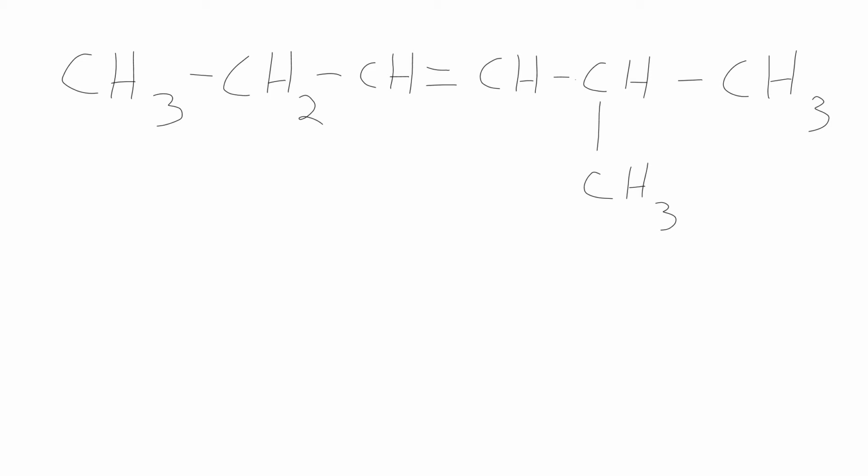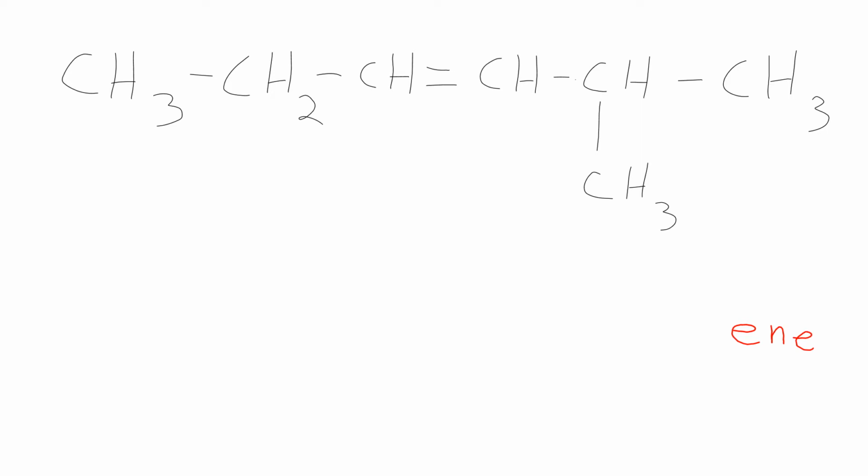So we want to look at another example of naming alkenes. So first off, we want to recognize what functional group are we dealing with. This is going to be an alkene. We can see we only have carbon and hydrogen, and that we have a carbon-carbon double bond. So that's going to be an alkene. We can get that ENE ending in.